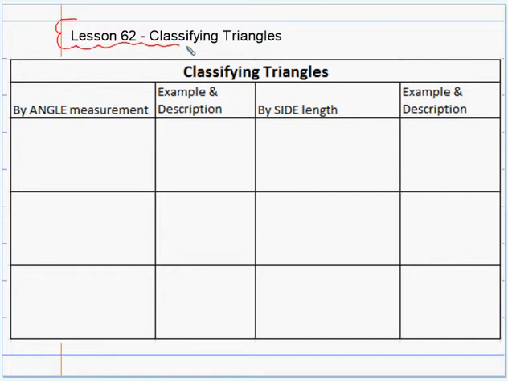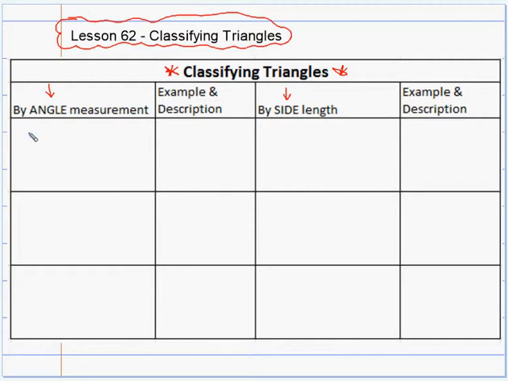Hi class, this is course 2, lesson 62, classifying triangles. So you're going to make a chart like this in your notes, and we are going to fill in how we can classify triangles by angle measurement or by side length. So this is key. You will have questions asking you to classify by angles or by side length, and so you need to know the different ways that you can do this.